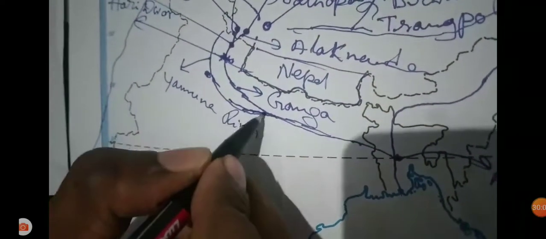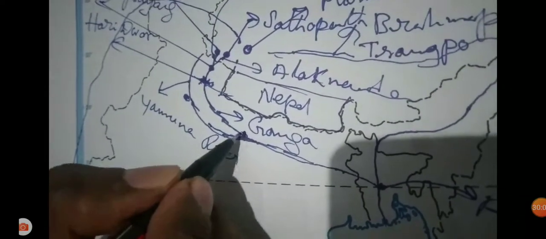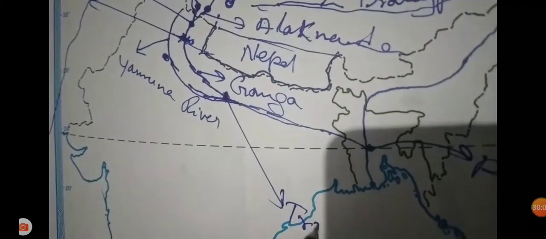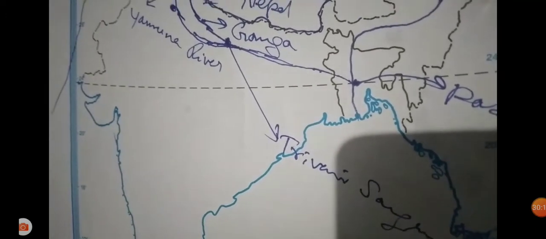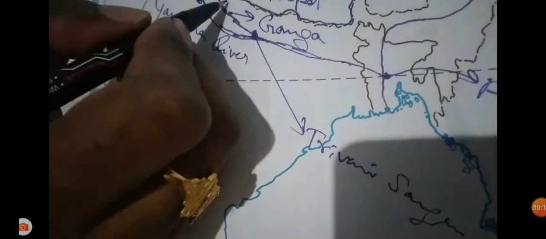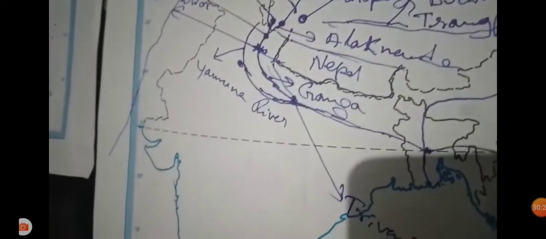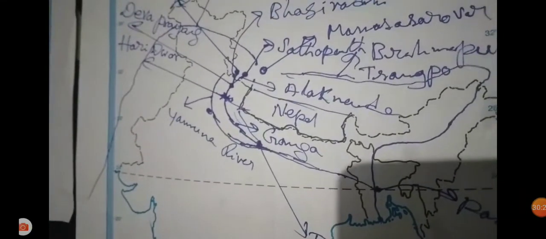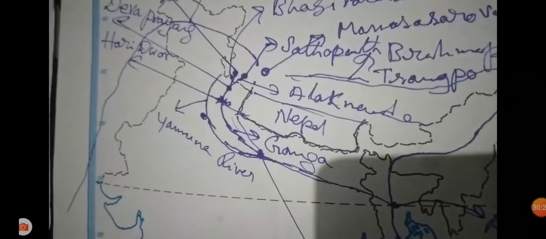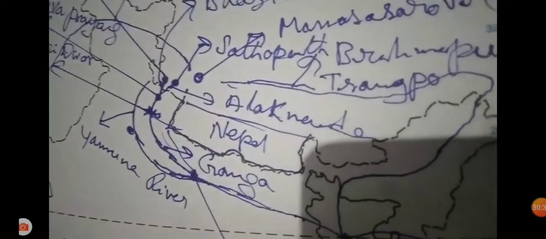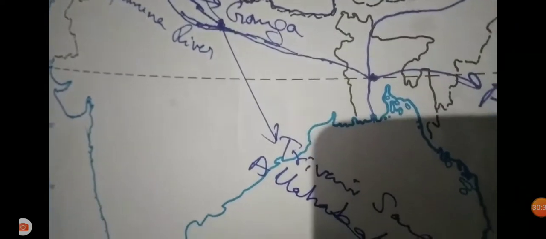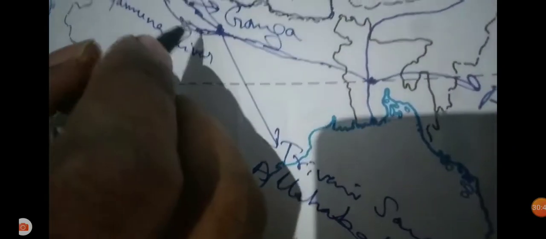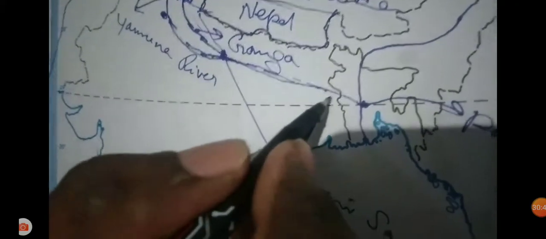It joins with the Yamuna River at Allahabad, called Triveni Sangam. The Saraswati River is also said to join the Ganga, so three rivers join together. Triveni is a very famous place at Allahabad. Later it moves towards the east.